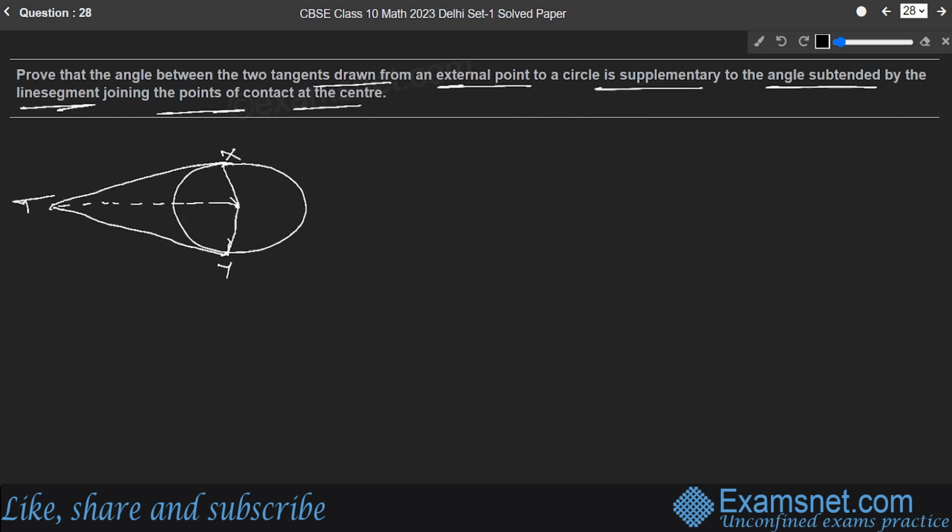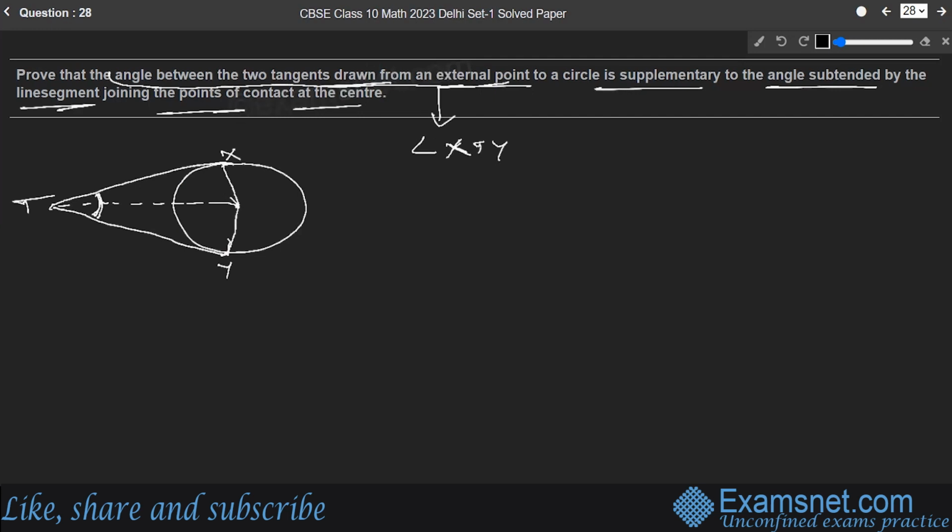So they are saying prove that the angle between the two tangents drawn from an external point. So what is the angle? They are talking about this particular angle between two tangents drawn from an external point. This particular angle, which they are talking about in the first phrase of the question, is nothing but angle XTY.